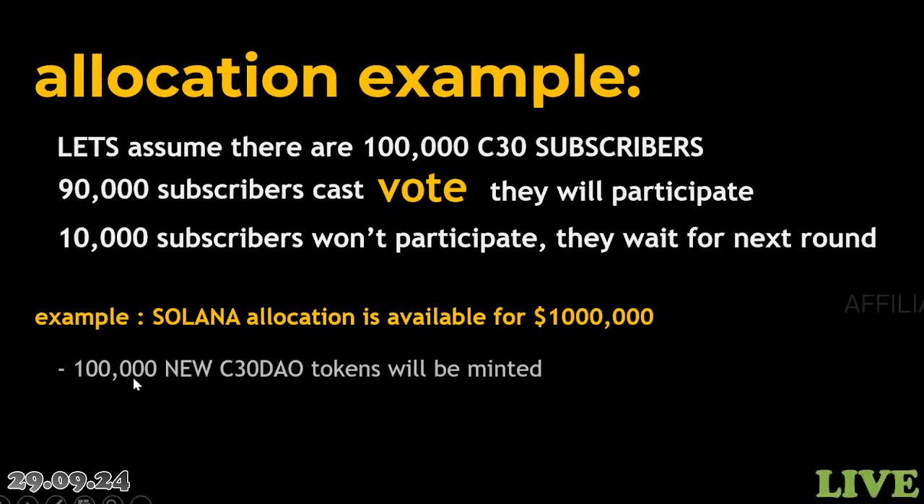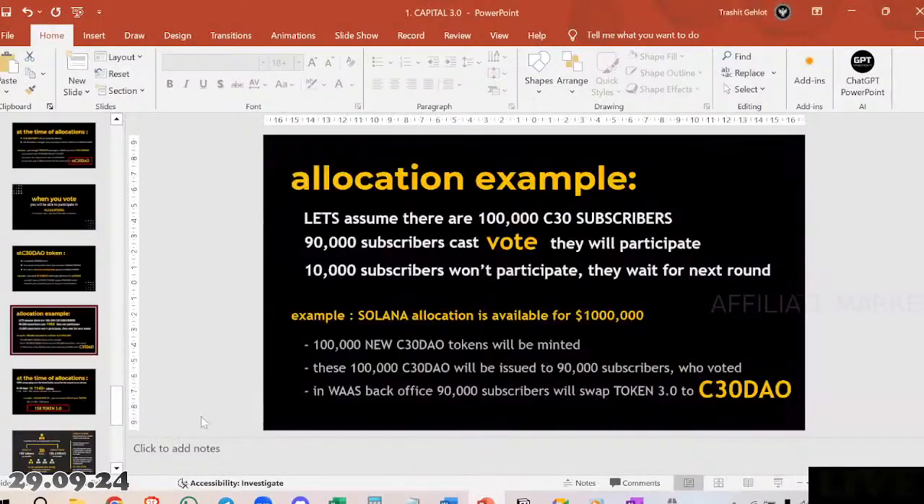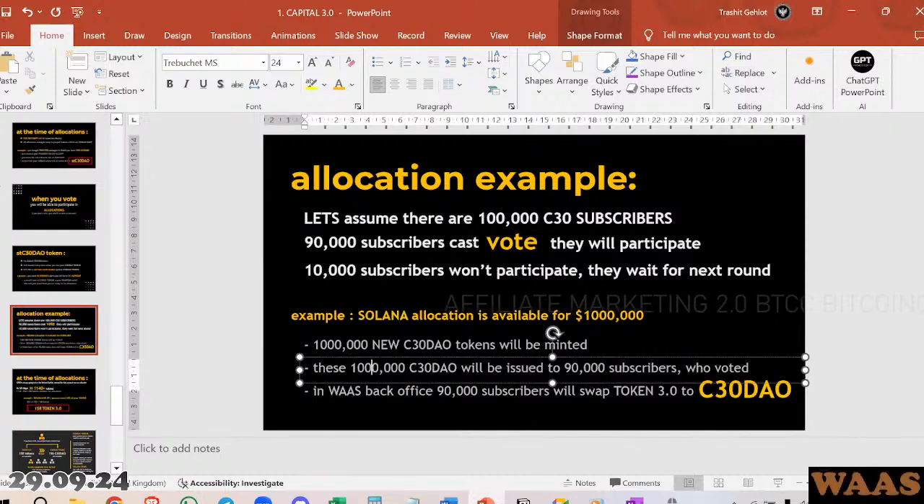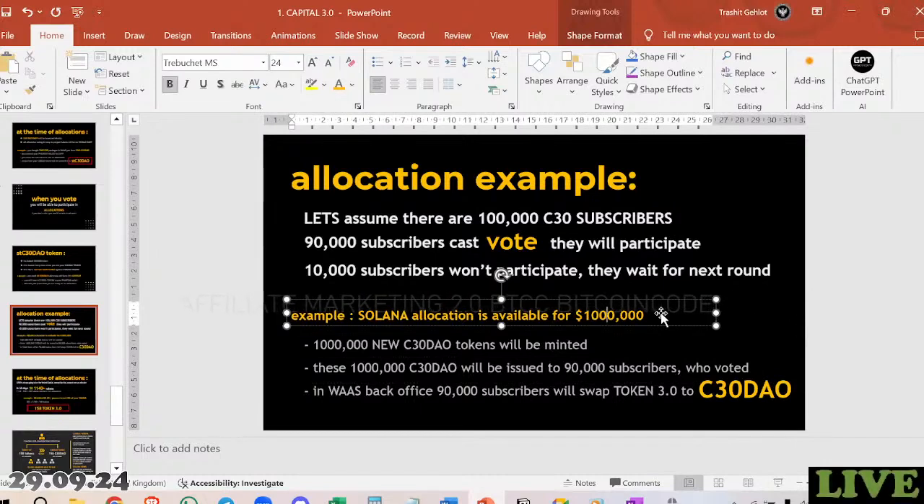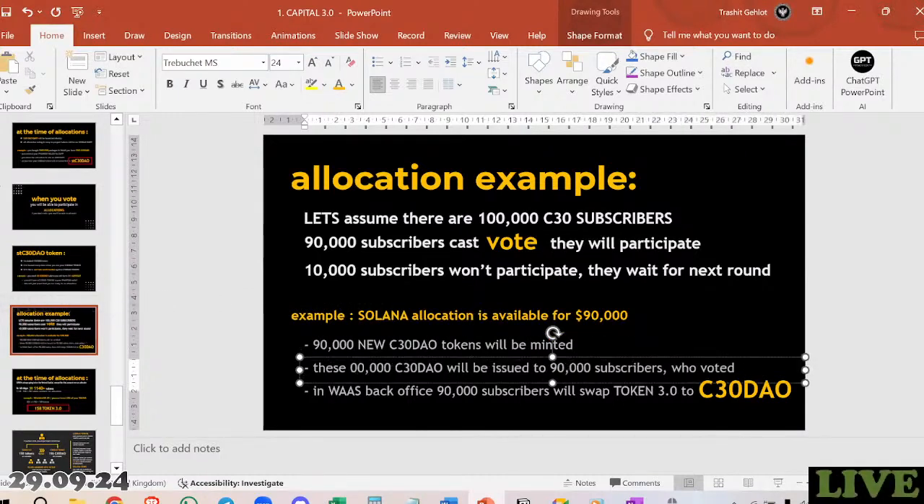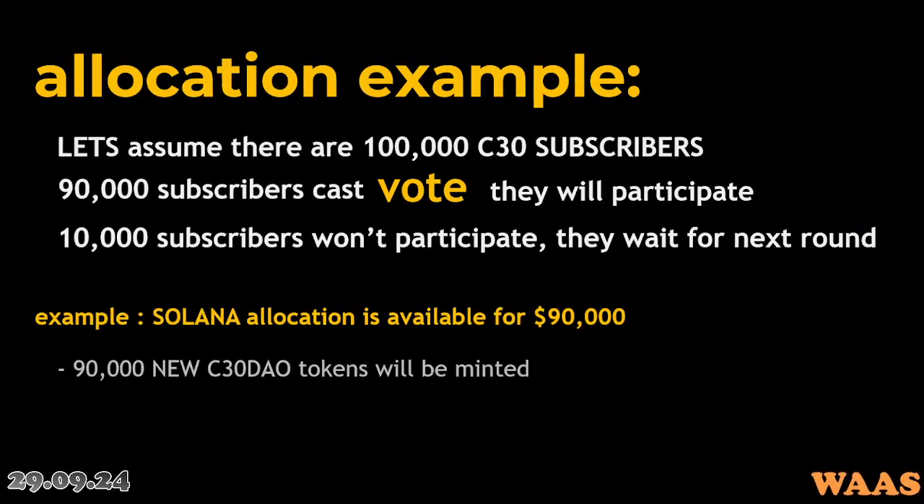Now what will happen next is 1 million. I'm sorry, this has to be 1 million over here. Let me just correct it very quickly. Or let us keep this 90,000. Okay. So let us assume that Shabez was able to grab an allocation from Solana of 90,000 funding, right?